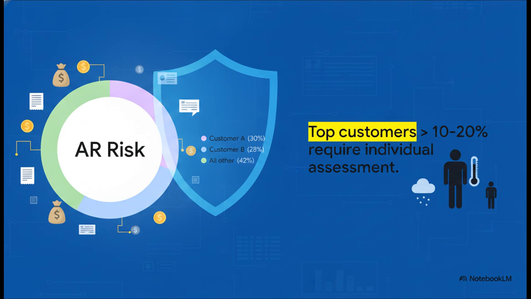It can be a little startling when you look at it visually. Out of a hypothetical $500,000 ledger, well over half your pie could be dominated by just 2 customers. Customer A makes up 30%, and customer B makes up 28%. The remaining 42% is just scattered across everyone else. Think about it. If customer A catches a cold, your entire business might get pneumonia.